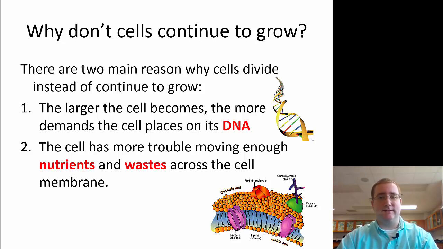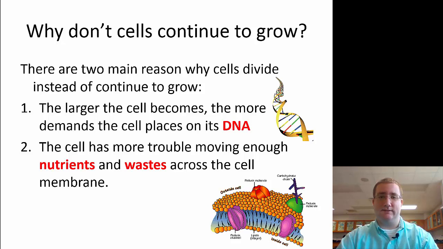One of the issues is that as the cell gets bigger, the demand on the DNA is just too great. So you only have so much DNA in your cell that's going to make proteins and control the activities of your one little cell. So if the cell gets so big that there's so much happening inside that cell, the DNA can't possibly maintain it, and it's going to overload the system and the cell is going to die.